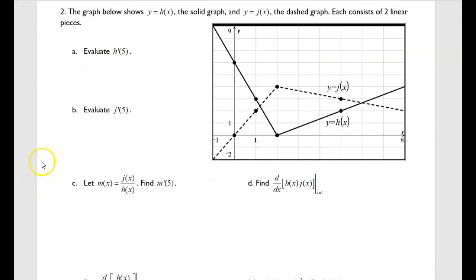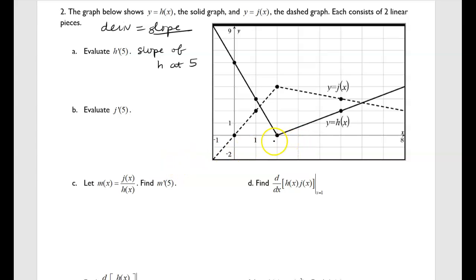So sometimes you're going to be given a graph of a function instead of an equation or a table of values. So here we have the graph of h, which is the solid line, and the graph of j, which is the dotted line, so we'll have to keep track of those. And each one is just made up of 2 straight lines. So in part A, it asks us to evaluate h prime of 5. So when I see h prime, that means slope of h at 5. So whenever I see the derivative, I'm looking for the slope of the line.